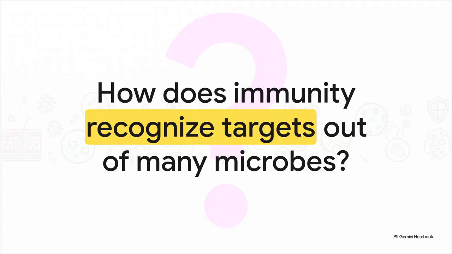But tracing this whole timeline leaves us with one incredible mystery. If the adaptive immune system is so highly tailored, how does it actually recognize one specific target out of the countless microscopic threats out there in the world? How does it know exactly what to attack? Well, that is a fascinating question, and it's exactly what we'll be exploring next time.